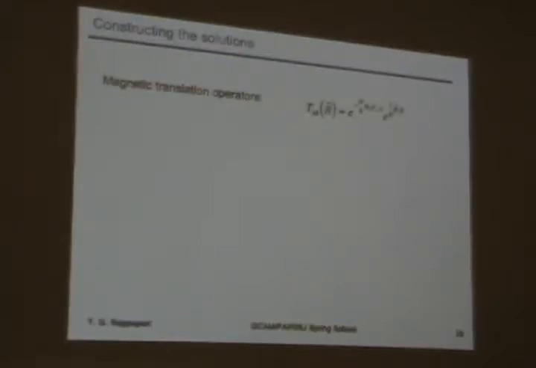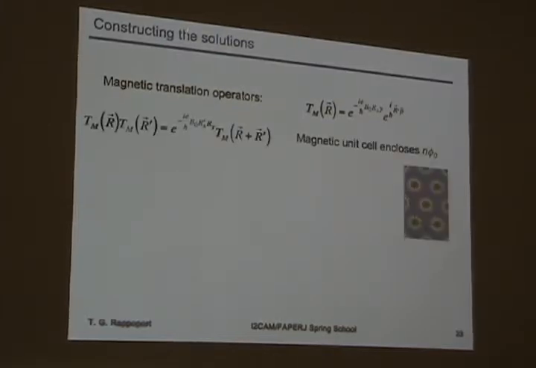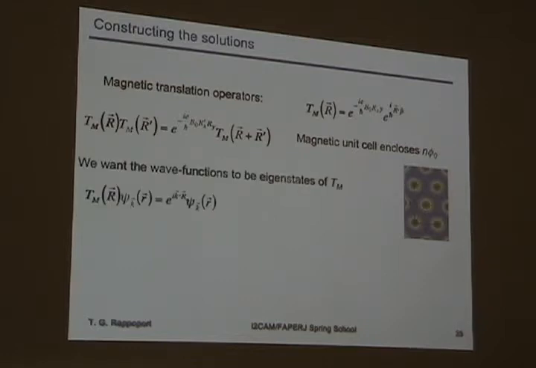So what we do is we use the magnetic translator operators, they are modified translator operators, and they only commute when there is an integer product of the quantum flux per unit cell. So in our case, we doubled our unit cell in order to solve this problem. And we want wave functions that are both eigenstates of the Hamiltonian and these magnetic translator operators.